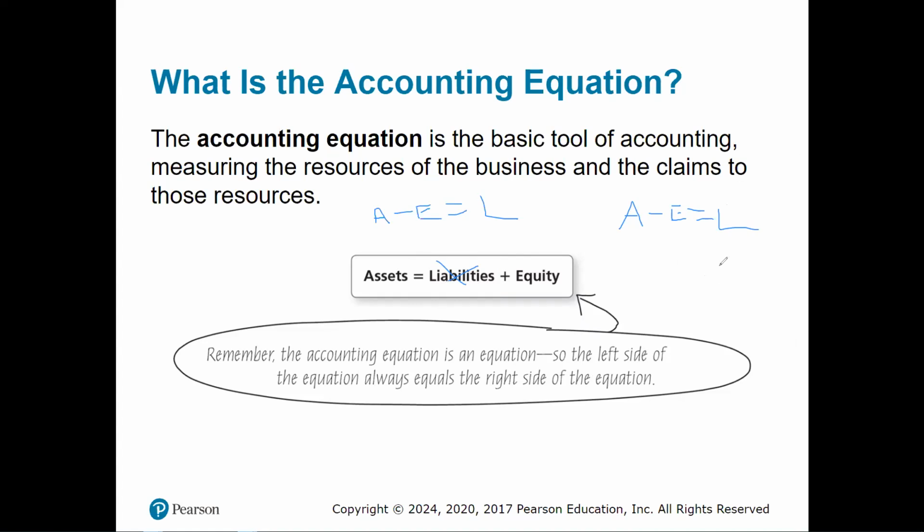So let's say we have a list of different things that are all equity, and we know what our assets are, and we know what our liabilities are, and we know all the other equity ones. We can solve for that last one by using the same accounting equation. So that's kind of what we'll be doing a lot of in this chapter and the next chapter.